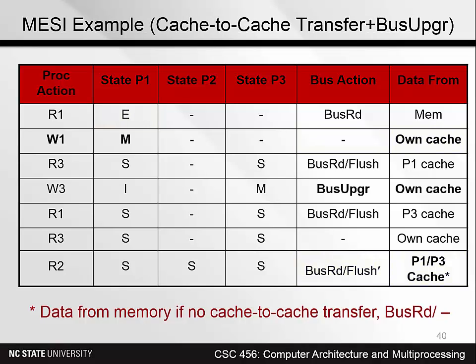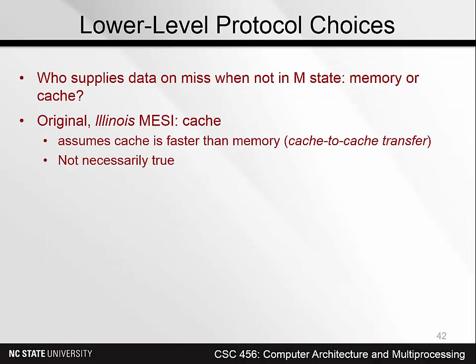If bus upgrade is used, there's only one other difference. When P3 writes to the cache, the bus upgrade is used, and data comes from P3's cache instead of from main memory. As we've seen, cache-to-cache transfers are used in this protocol.